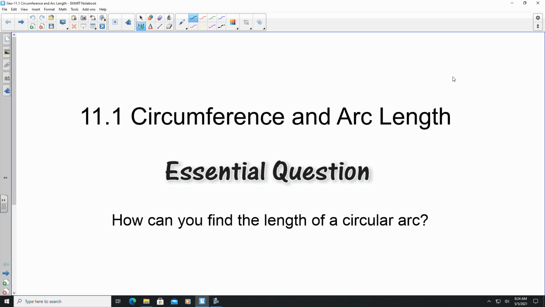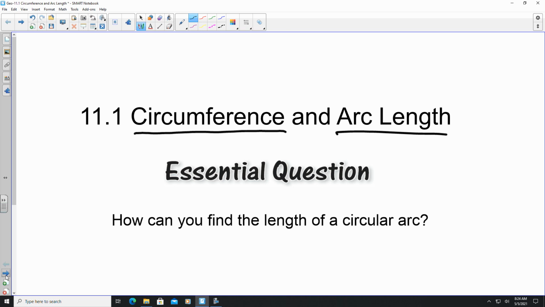In this lesson, we're looking at section 11.1, where we're going to find circumference and arc length in circles. Circumference should be something that is a review for you all. The new concept that we're going to take a look at is arc length.